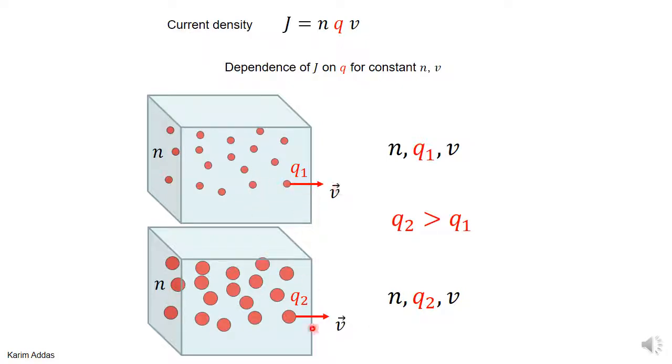The speed is the same in both cases. So why is the current bigger in this case? Because the charge of each charge is larger. If you wait for the same amount of time delta t, more charge would have passed through the surface during that time, because each one of the charges has a larger value here than it does here.